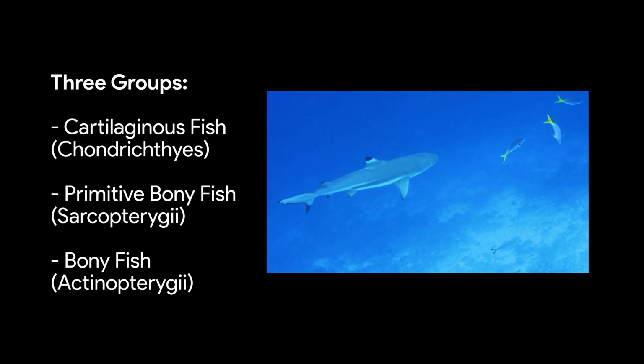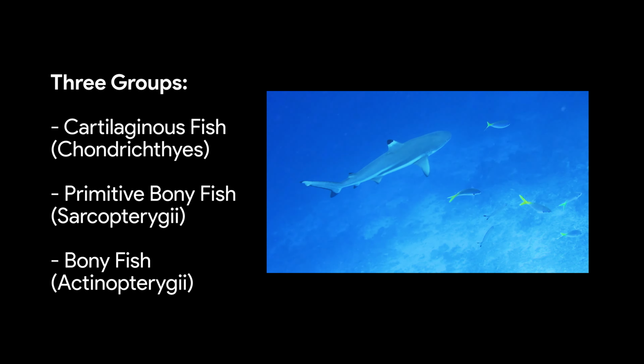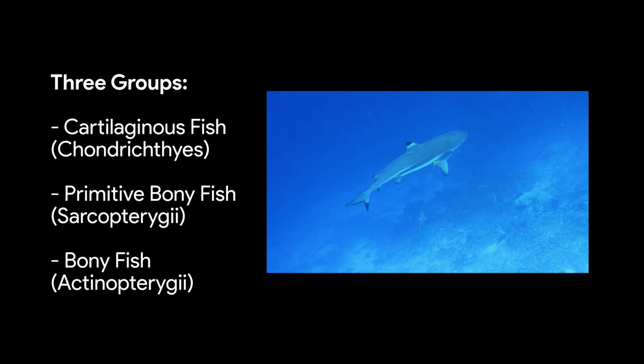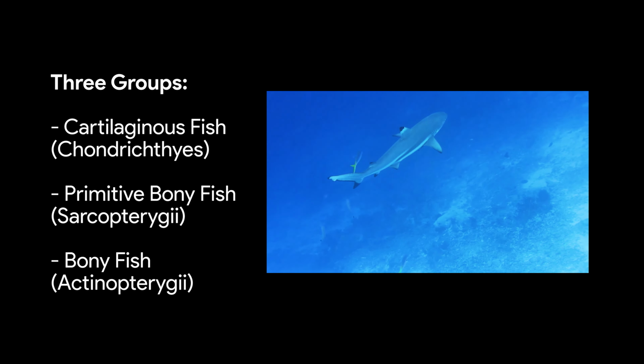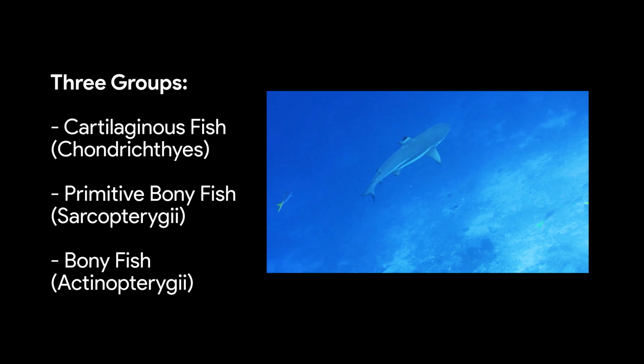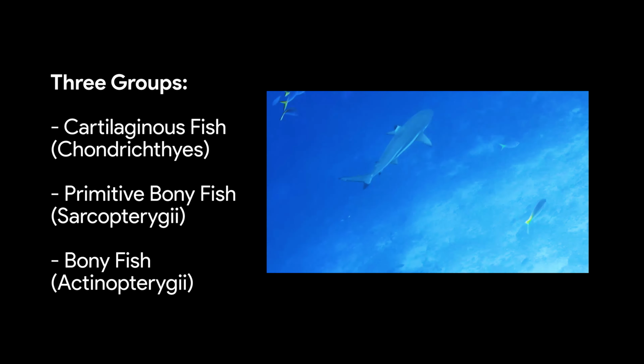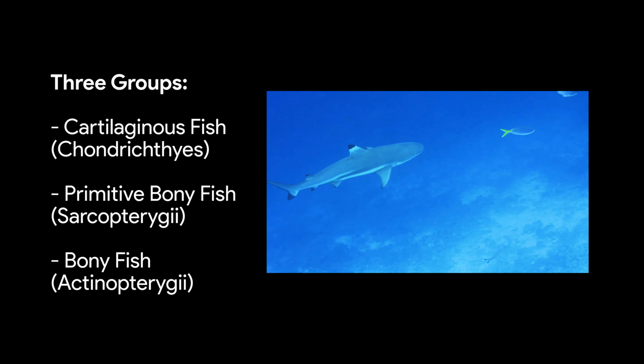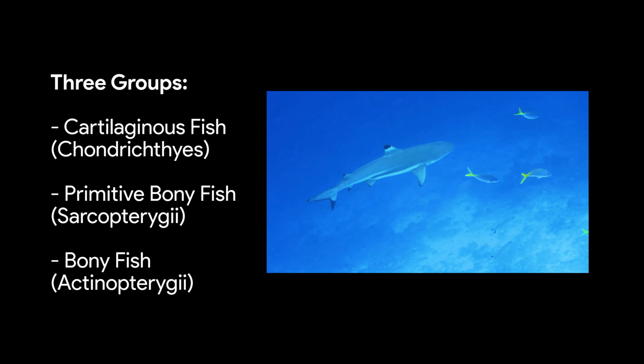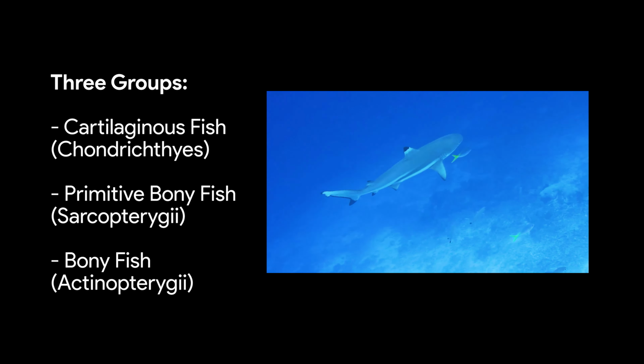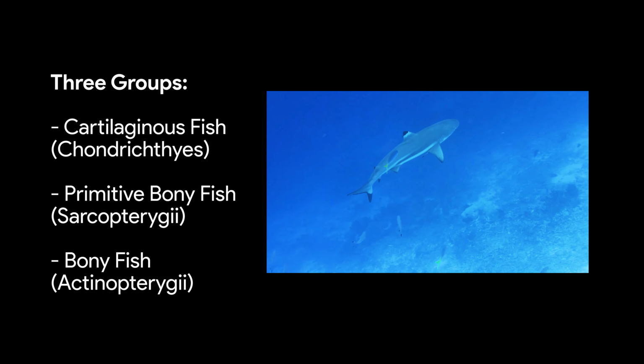There are three major groups of fishes. Cartilaginous fishes are in the superclass Chondrichthyes. Primitive bony fishes are in the superclass Sarcopterygii. Bony fishes are in the superclass Archinopterygii.